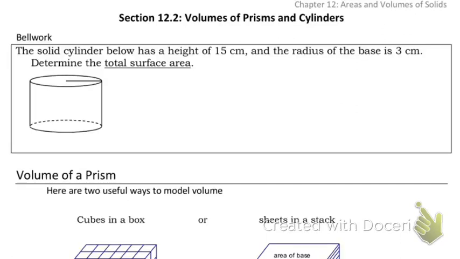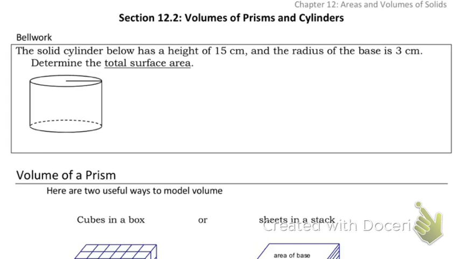Welcome to 12.2, volumes of prisms and cylinders. In the previous lesson, 12.1, we talked about the surface area of three-dimensional objects like prisms and pyramids. Today we're going to switch over to the volumes of these prisms and cylinders.